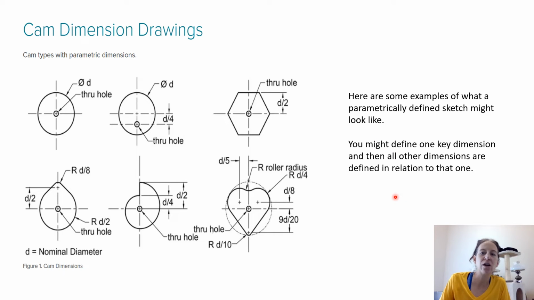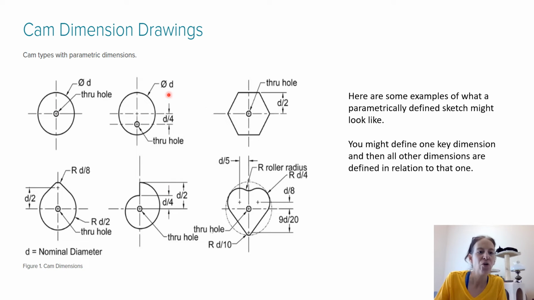So what we have here are some examples of what a parametrically defined sketch might look like. So you might define one key dimension, and then all other dimensions are defined in relation to that one. So I think what happened here is I stretched this when I put it on the slide, because I wanted the figure to fit the slide. I think this is supposed to be a circle, but it looks a little stretched, but assume it's a circle, okay?